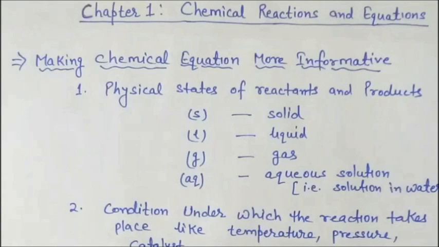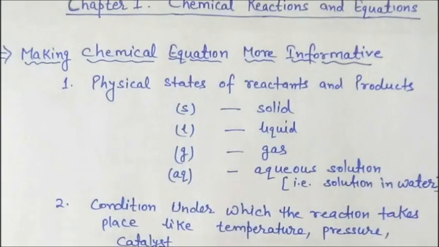A balanced chemical equation tells about the nature of reactants and the products, but it gives no information about certain facts which are listed below. It can be made more informative by adding additional information. Number 1, physical states of reactants and products can be added. The physical state of any substance is represented using the symbols small s for solid, small l for liquid, small g for gas, and aq for aqueous solution, that is, solution in water.